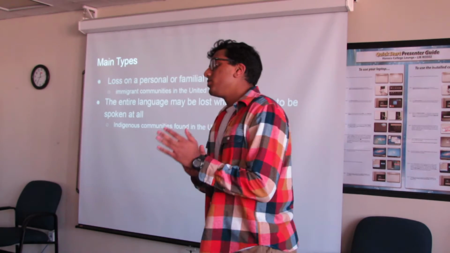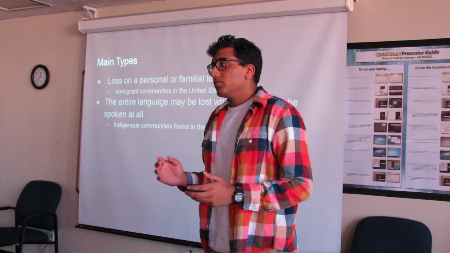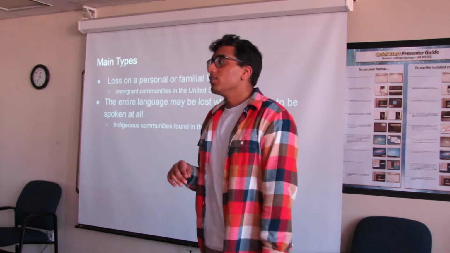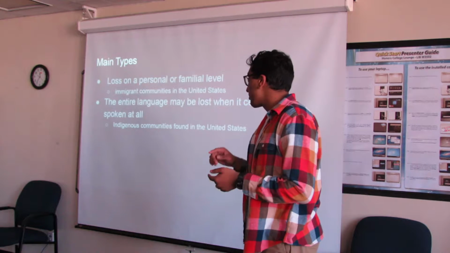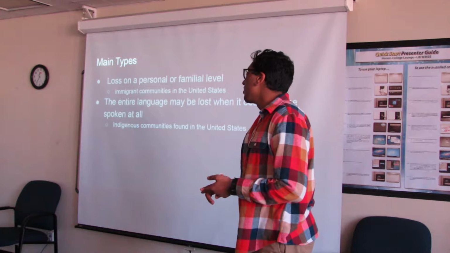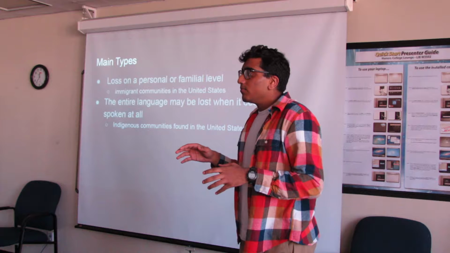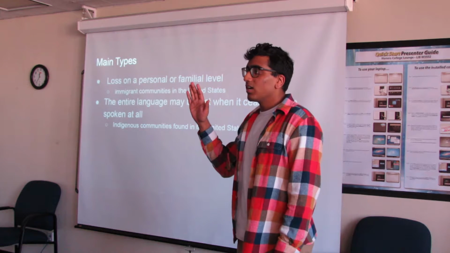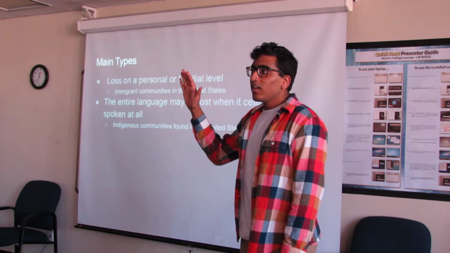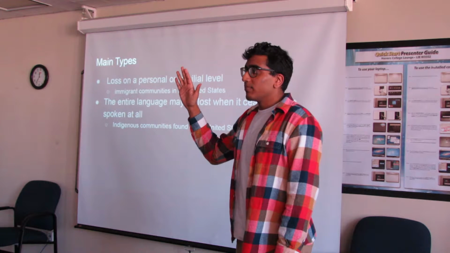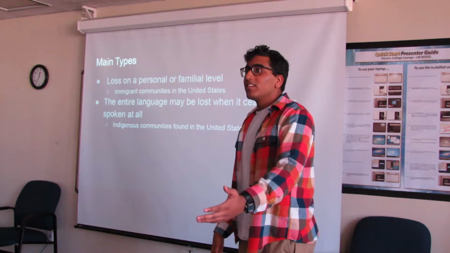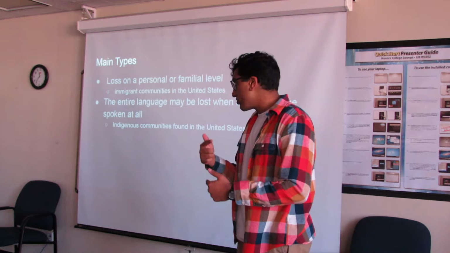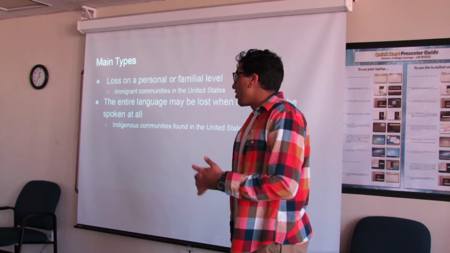So before we can go into language loss as a global issue, first we should discuss what are the different types of language loss. So first you have language loss on a personal or familial level. This can be found actually probably somewhere in this classroom. Like for example, who speaks a language other than English? How many of you know how to read and write in the same language? So that is an example of language attrition right there. As generations go on, languages are lost.